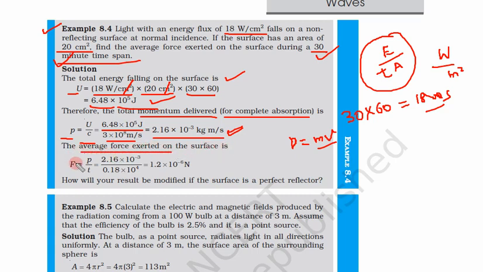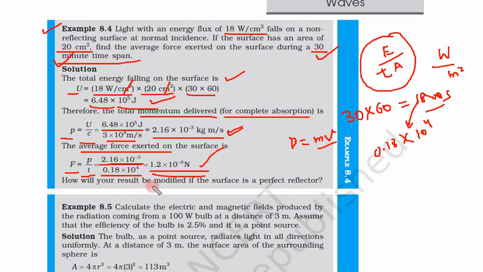Now the average force exerted on the surface. What is the force? Force is simply change in momentum per unit time. We already have the momentum, 2.16 into 10 to power minus 3, and the time is 1800 seconds, which they have written in this form, 0.18 into 10 to power 4. So after calculation, we get 1.2 into 10 to power minus 6 Newton. So the force is very small.